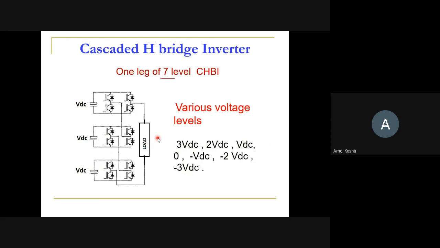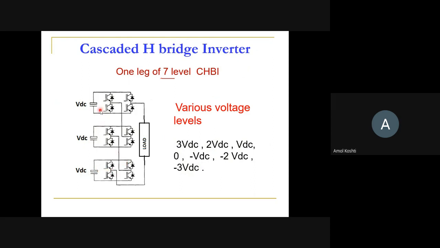Only the difference is that in the diode clamp and the flying capacitor we were using a single source at the input side, but here we are using multiple sources at the input side. Why? Because the bridges are different, so to drive each bridge we have to provide a different input source. This VDC is for the first bridge or module, this VDC is for the second bridge or module, and this VDC is for the third bridge or module.